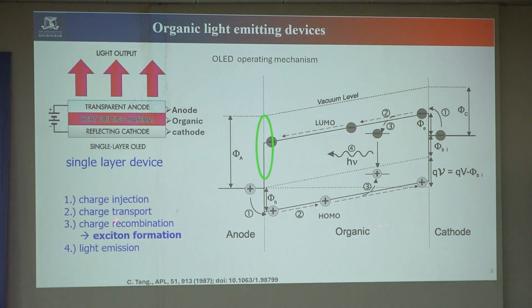So this is the basic mechanism: charge injection, then transport, then exciton formation, and then the exciton emits light. The mechanism looks simple. How we can implement this in a device, and what wavelength you want to emit, is what we need to fine tune as device engineering. Okay.